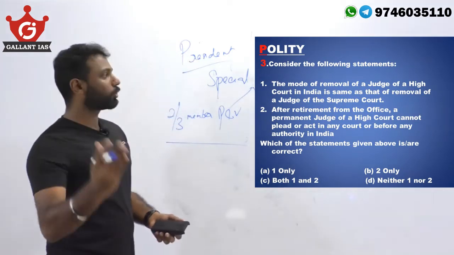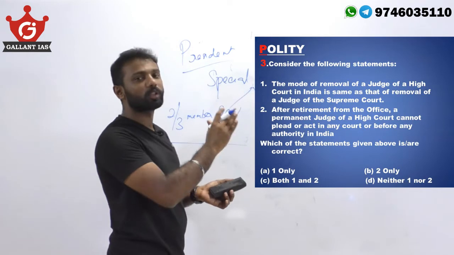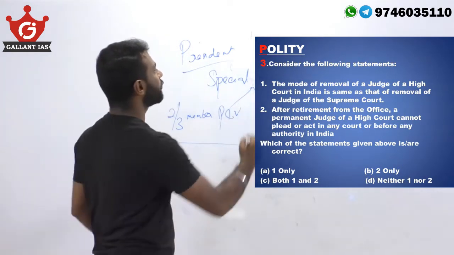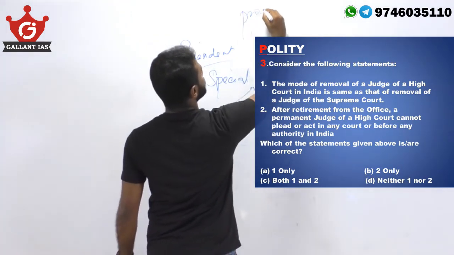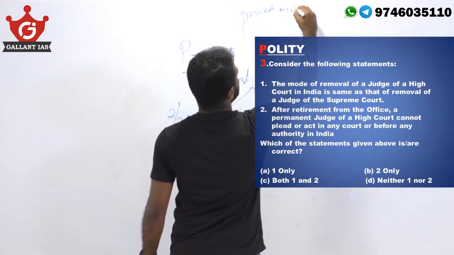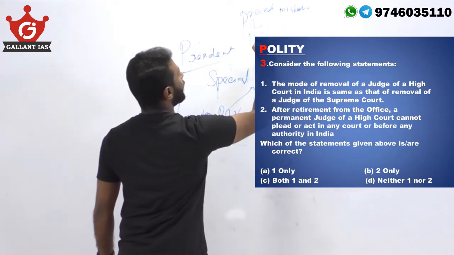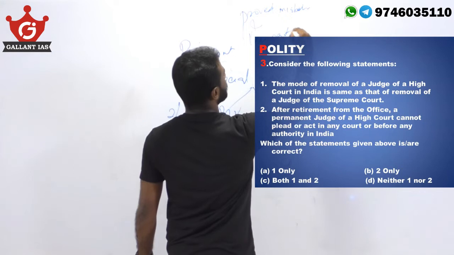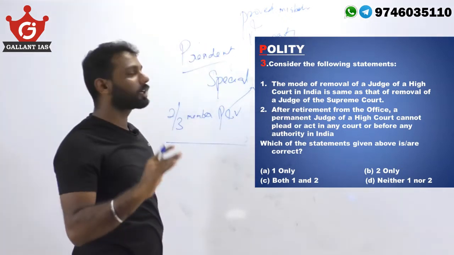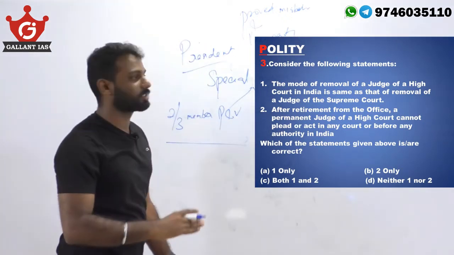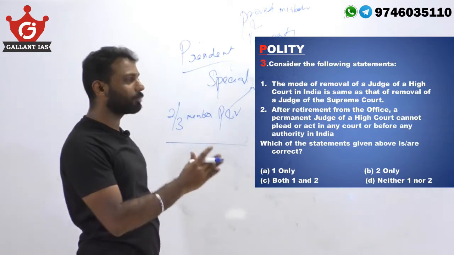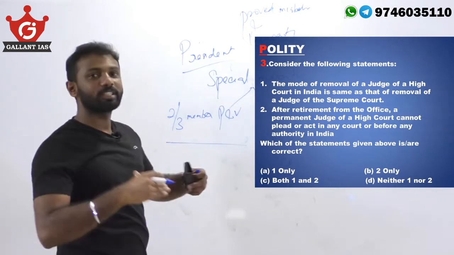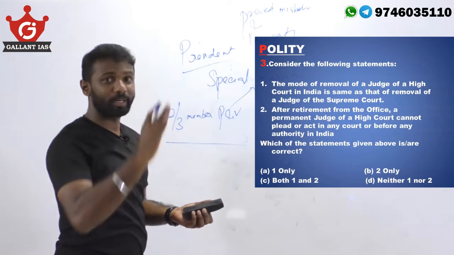And one thing you have to note is that the grounds for removal of judges are proved misbehavior and incapacity. Proved misbehavior and incapacity. You must also study the grounds for removal of president, vice president, governor, and so on, because they can be asked in the questions. And also when we study polity, we must compare and study all this.